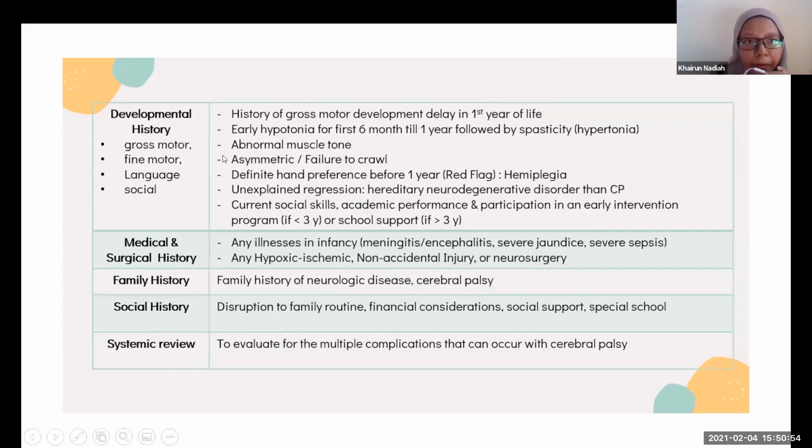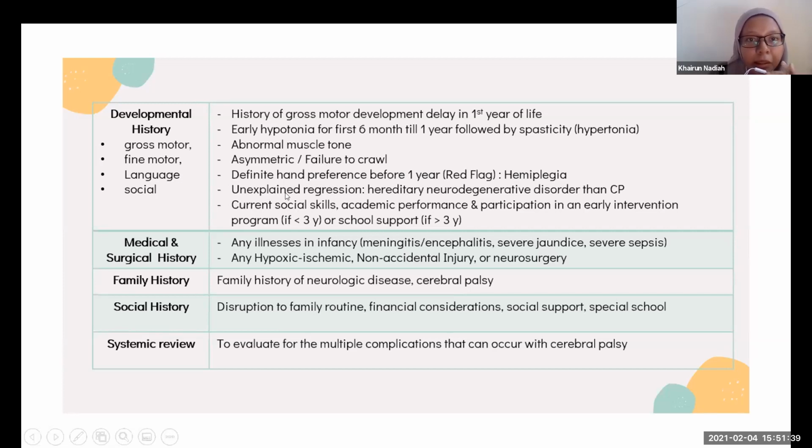So another thing we assess and ask about is the developmental history. In this we assess the gross motor, fine motor, language, and the social skill. So the patient may present with any of these, like the history of gross motor developmental delay in the first years of life, early hypotonia from 6 months till 1 year, then followed by spasticity, hypotonia, abnormal muscle tone, asymmetry or failure to crawl, and there is definite hand preference before 1 year, like I mentioned, the hemiplegia, and also about the current social skill, academic performance, and so on.